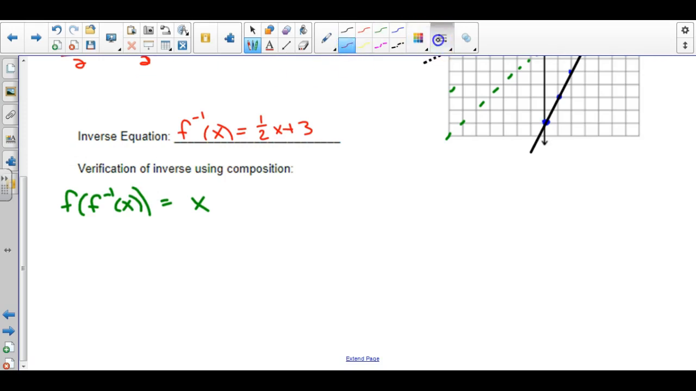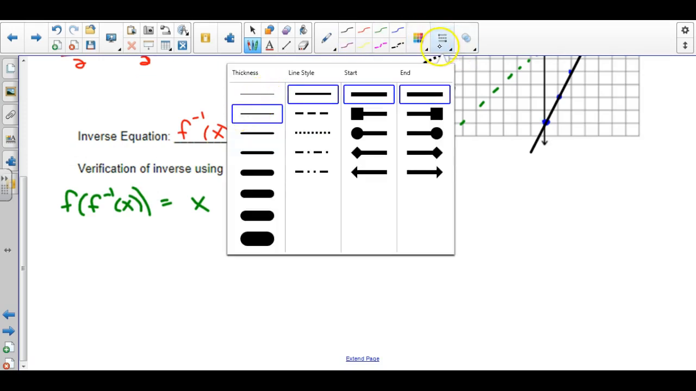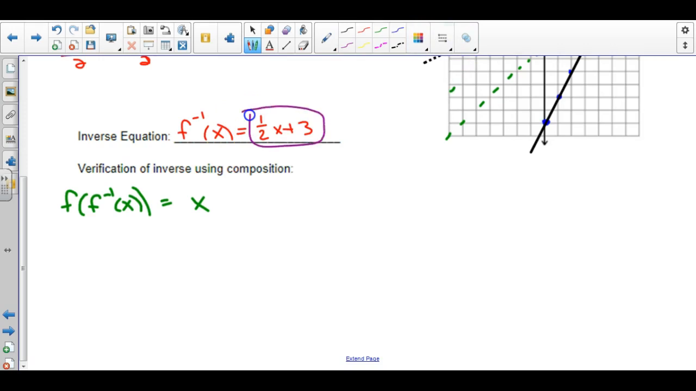So what we're going to do is take our inverse function, which is 1/2 x plus 3, and substitute that into my original function. So my f of f inverse of x is going to end up being, and 2x minus 6 was our original function, so in our original function, the 2x minus 6, for that x value, I'm going to substitute my 1/2 x plus 3.